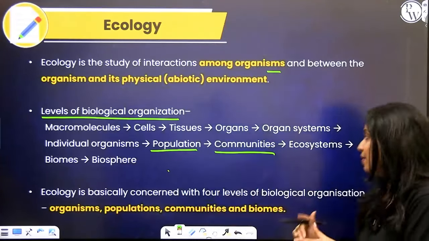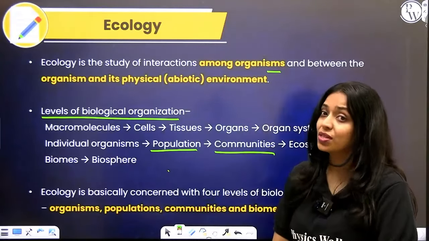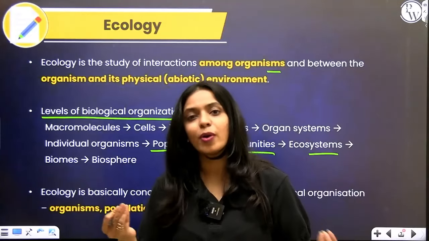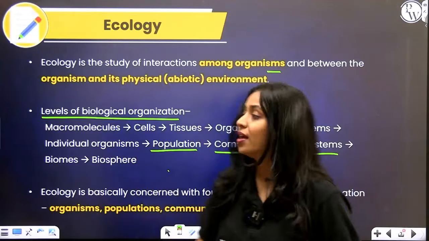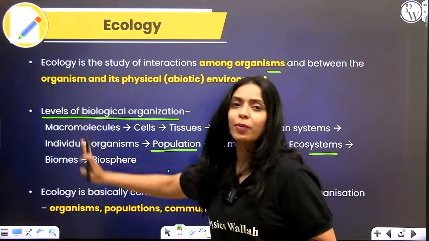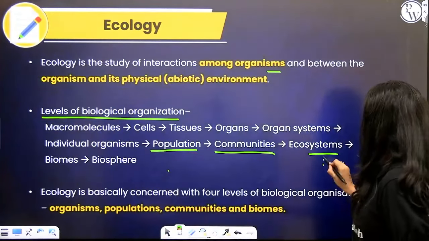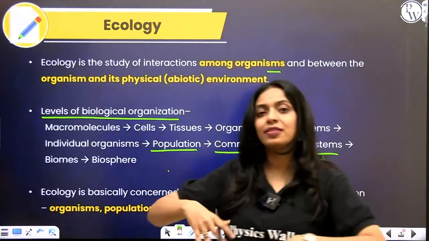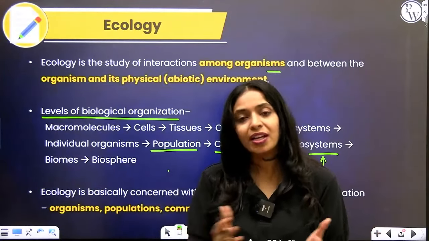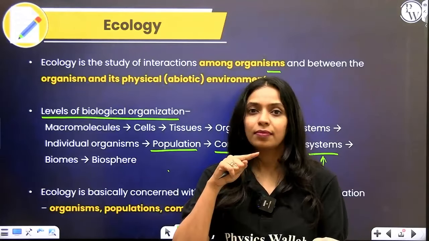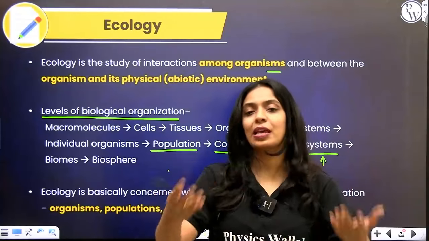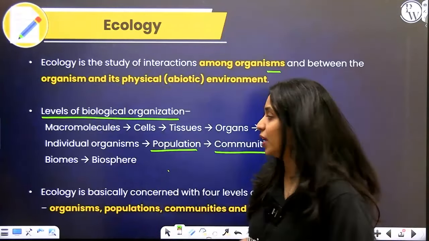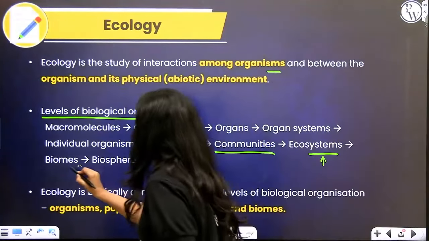So the next level is our ecosystem level. What is ecosystem level? Remember, I told you in ecology, we're going to study about how living organisms interact with the abiotic environment as well. Up until this point, we've only been talking about living organisms. In ecosystem level, we bring in the abiotic factors as well. So in an ecosystem, we are talking about communities where there are different species, present along with its abiotic environment, that is our ecosystem. Next level is the biome.